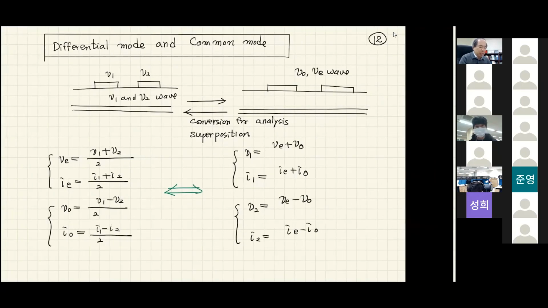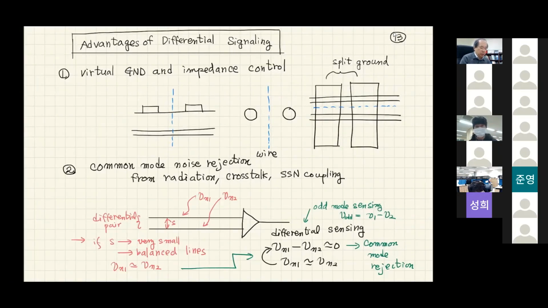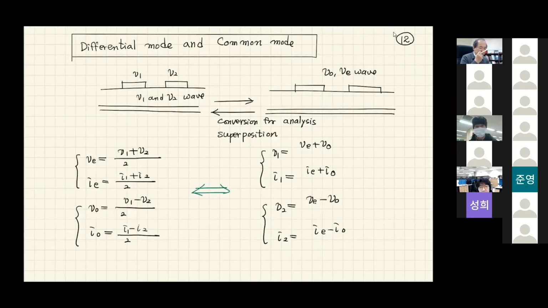Now let me spend one more slide to you. This is also very important subject. Let's assume that you have two waves. One voltage wave is propagating at line 1, and another voltage is propagating along line 2.